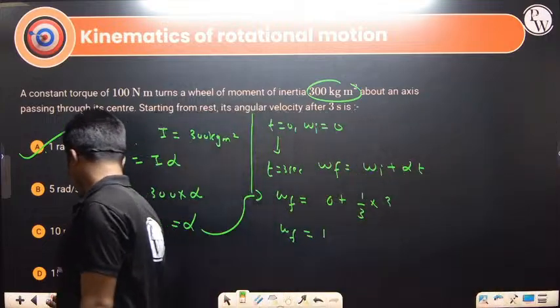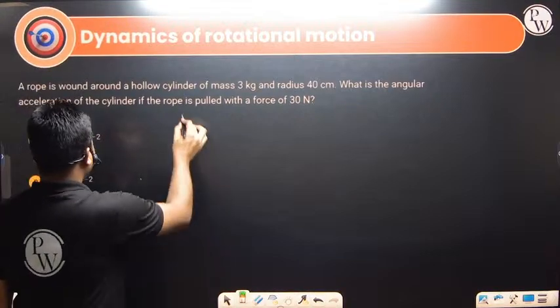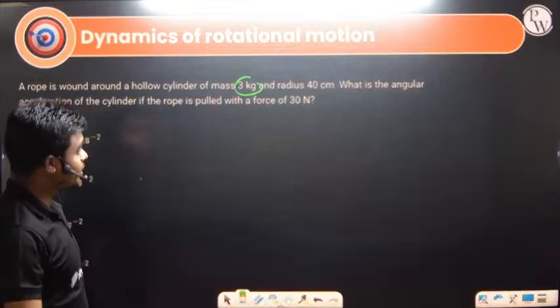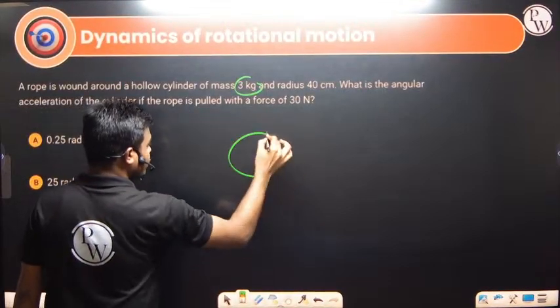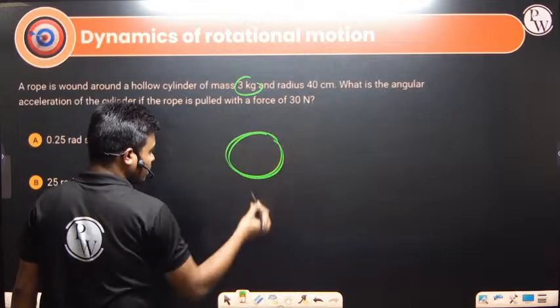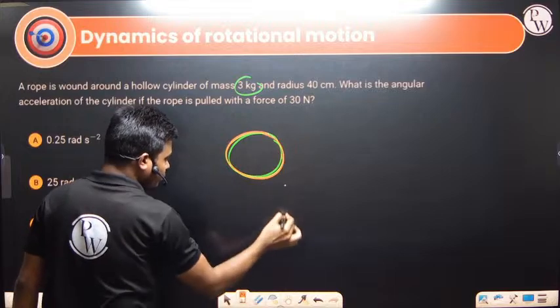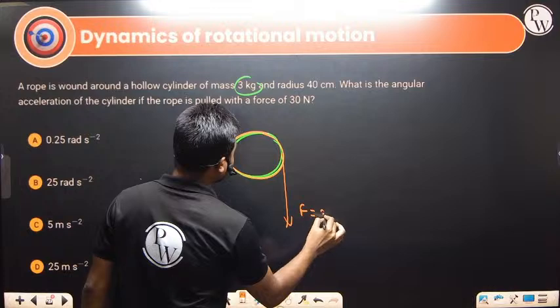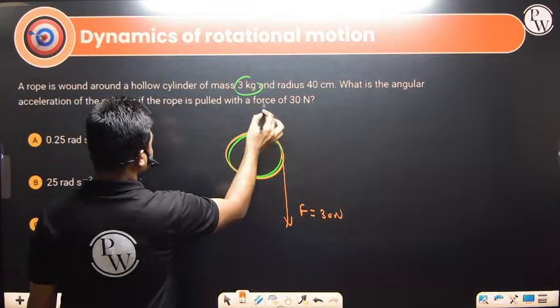Moving to the next question. Again the question is coming from torque. A rope is pulled around a hollow cylinder of mass 3 kg and radius 40 centimeter. What is the angular acceleration of the cylinder if the rope is pulled with a force of 30 Newton? So there is one cylinder, and on the cylinder we have the rope as well. The rope is pulled with a force of 30 Newton.